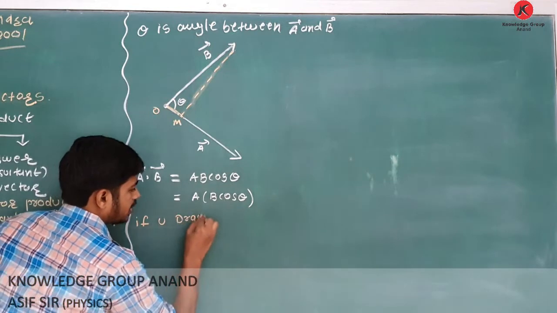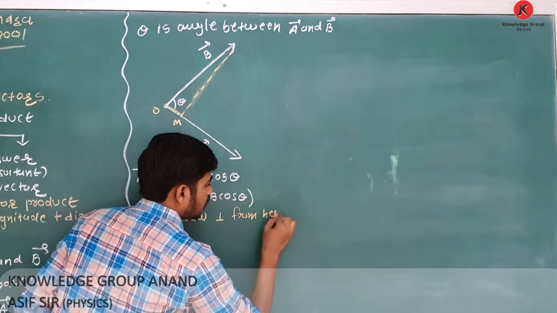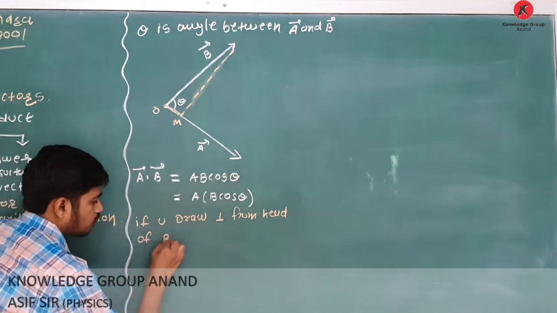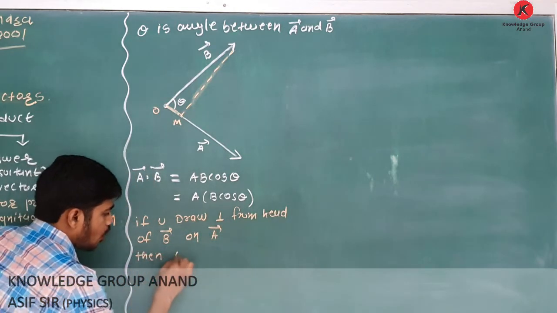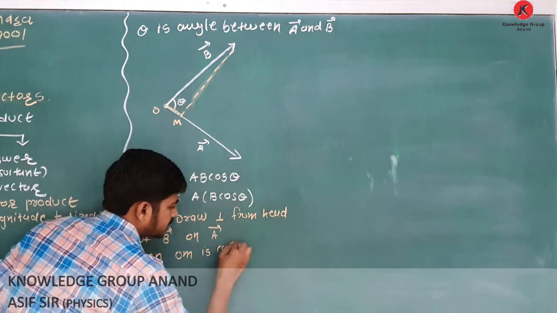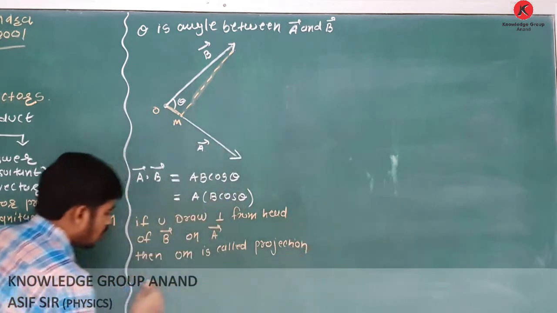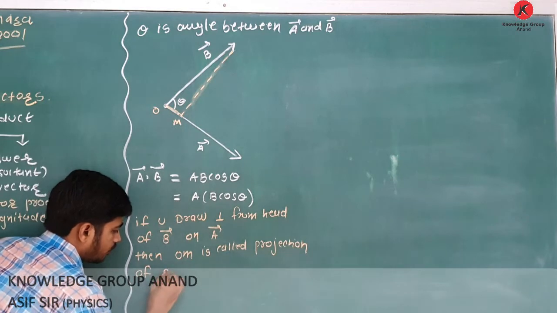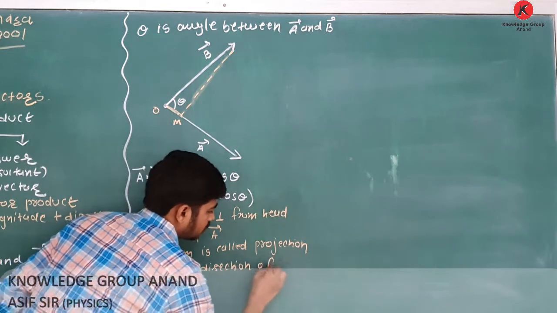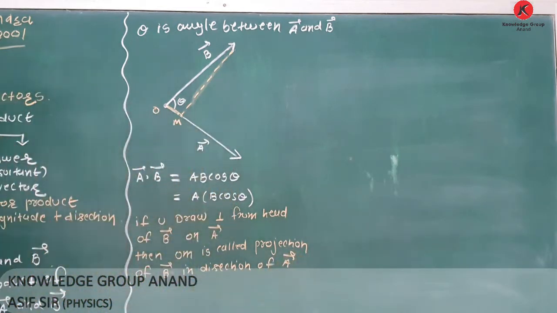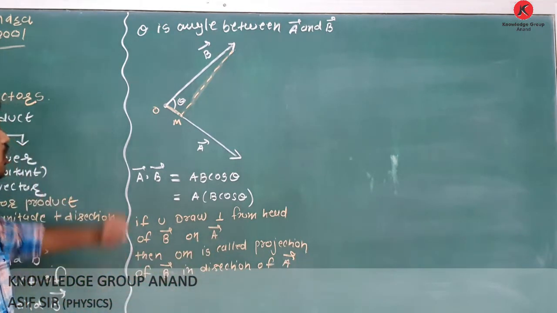If you draw a perpendicular from the head of vector B on vector A, then OM is called the projection of vector B in the direction of vector A. Clear about this? What is OM? OM is called the projection of vector B in the direction of vector A.